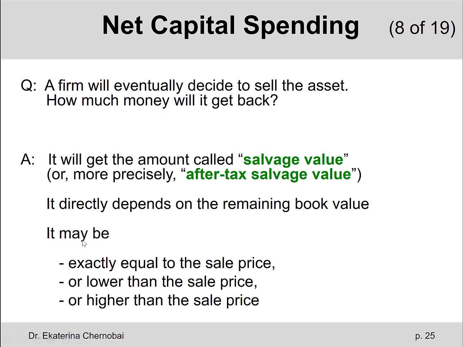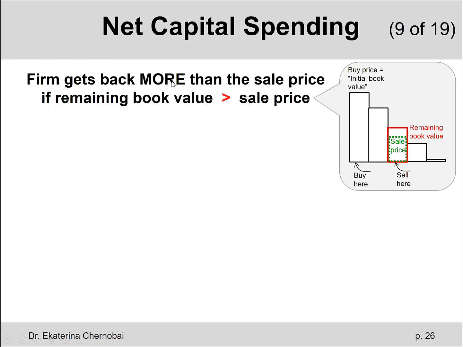The after-tax salvage value may actually be pretty simple, just exactly equal to the sale price. However, it may end up being less than the sale price or higher than the sale price. So let's look at these two situations, below or above the sale price. When do we get more than the sale price? We put more money in our pocket than how much some buyer pays to us whenever the remaining book value at the time of sale is more than the price at which we are selling the asset.